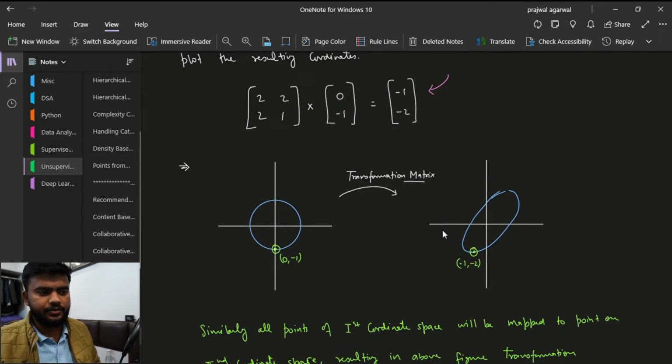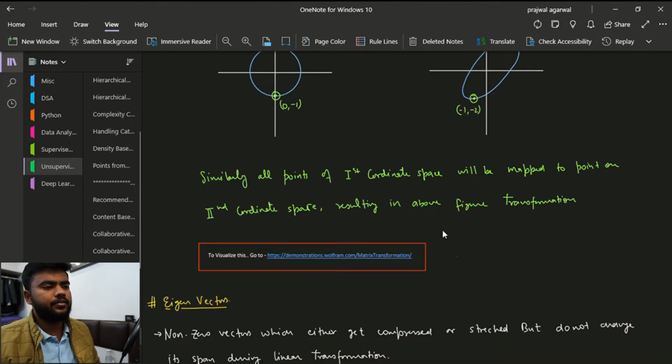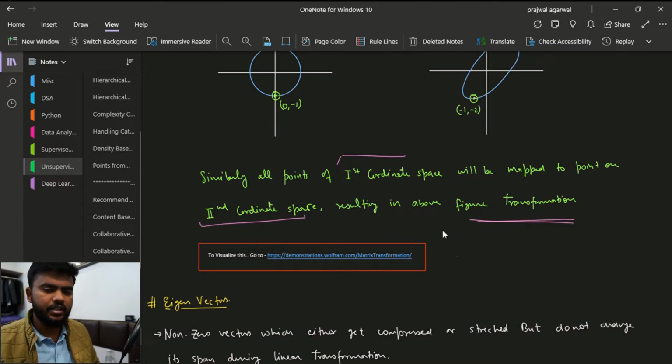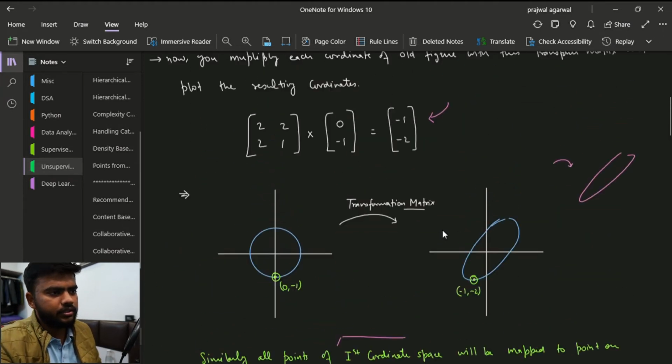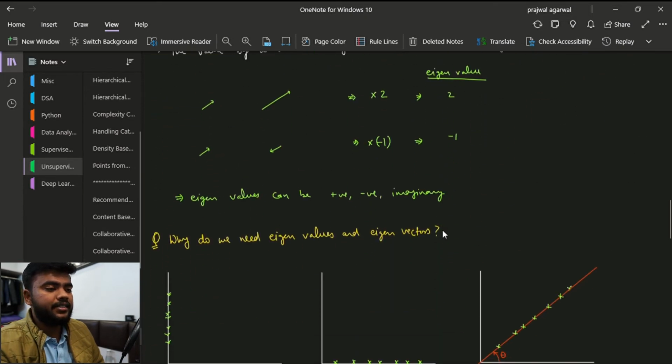now lying here. So basically we are performing a little bit of rotation to our figure, and we are just stretching it in one direction. Similarly, all the points of the first coordinate space will be mapped onto the second coordinate space, resulting in the figure transformation, and that is what we are applying here. Okay, so this was about the linear transformation. Now what are eigenvectors and eigenvalues?